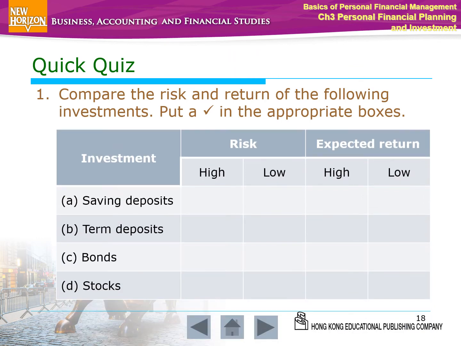Let's see if you can pick the correct answer. A, savings deposits. How about the risk, high or low? Yes, good, low. How about expected return? Very simple, low risk, low expected return. Very good. Term deposits, again low when compared to bonds and stocks. Again, low expected return. Bonds, lower risk when compared to stocks, so expected return is low. Stocks, of course, high risk, and expected return is high.